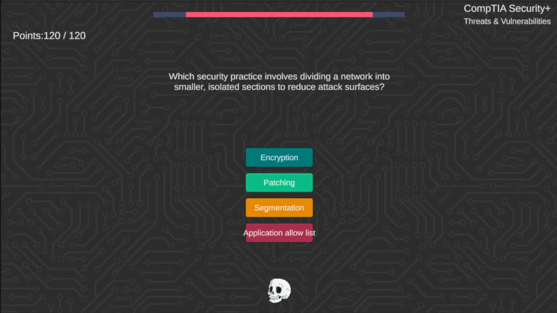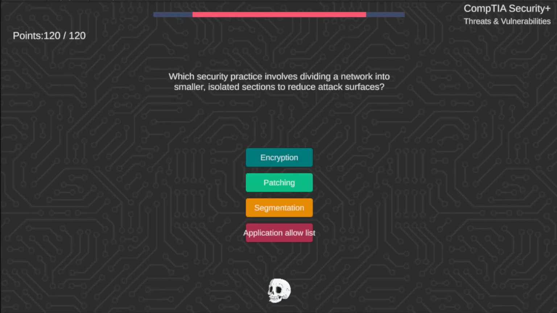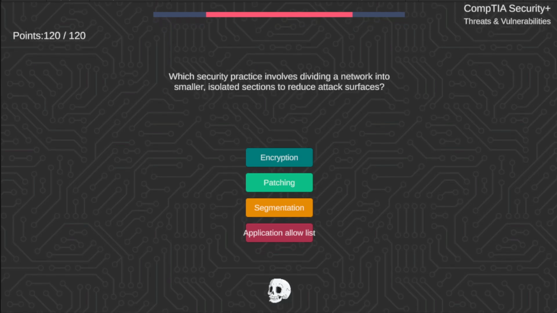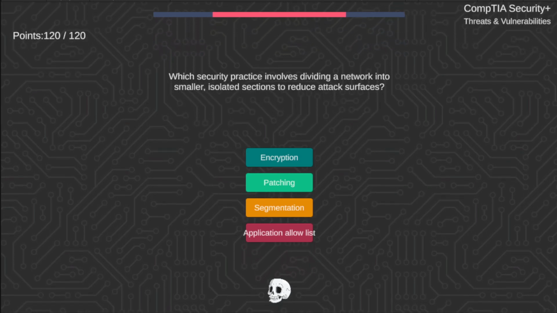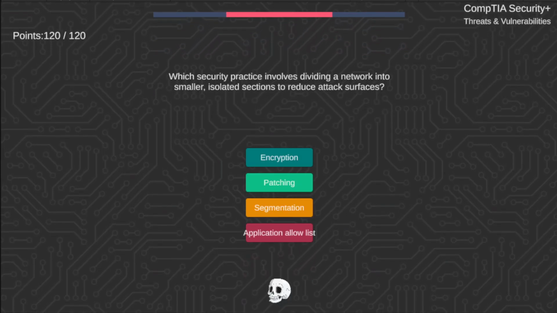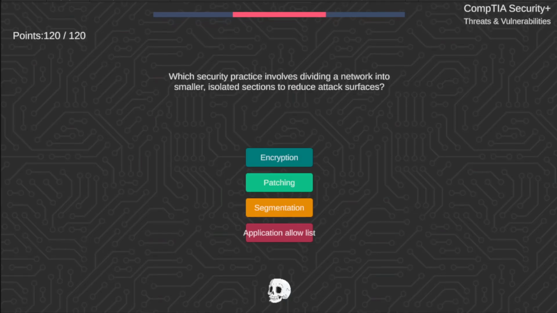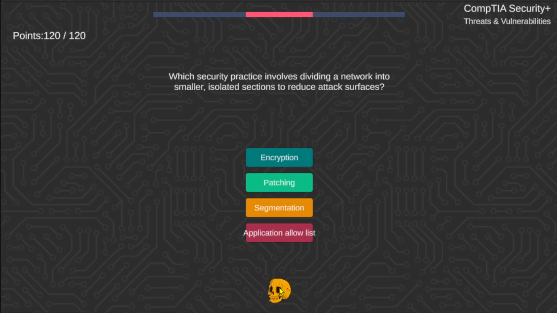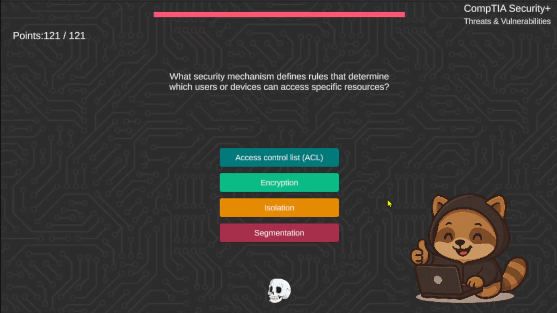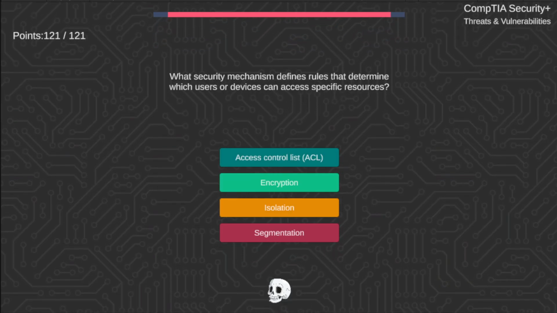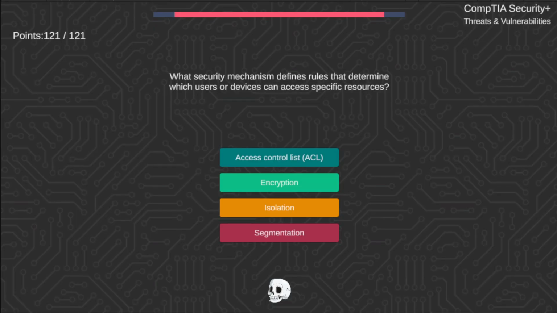Which security practice involves dividing a network into smaller isolated sections to reduce attack surfaces? Encryption, patching, segmentation, or application allow list. Dividing a network into smaller isolated sections to reduce attack surfaces. Correct answer is segmentation.